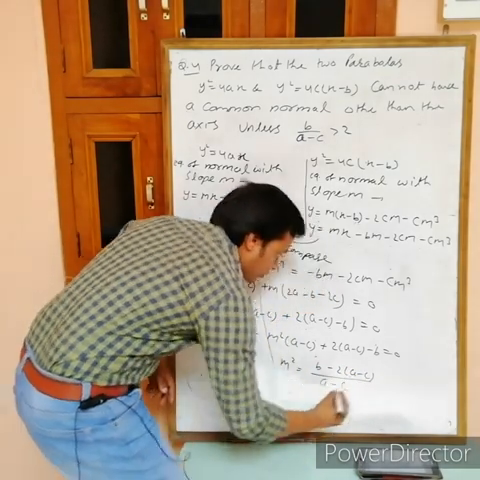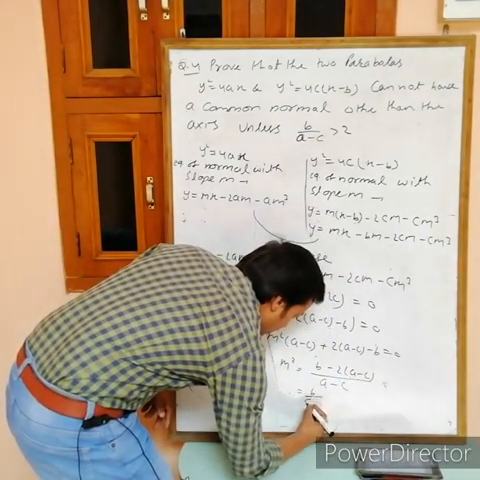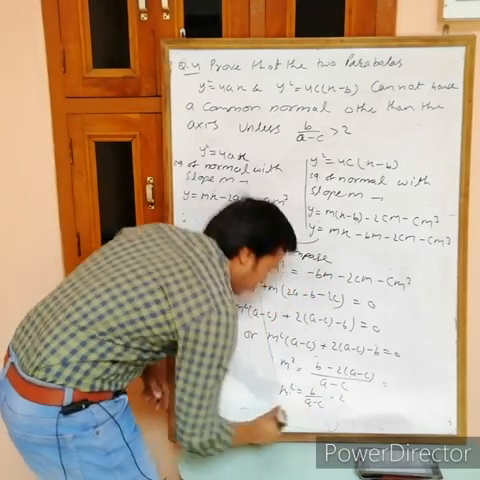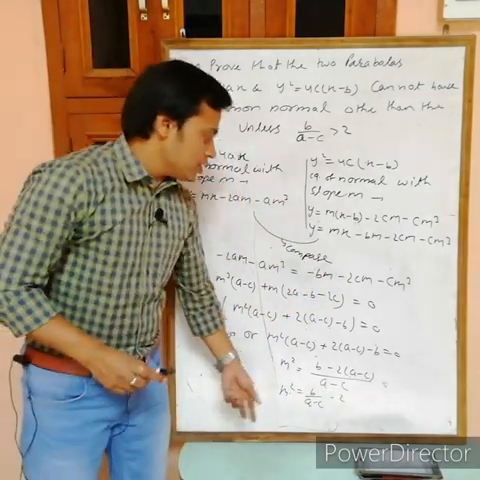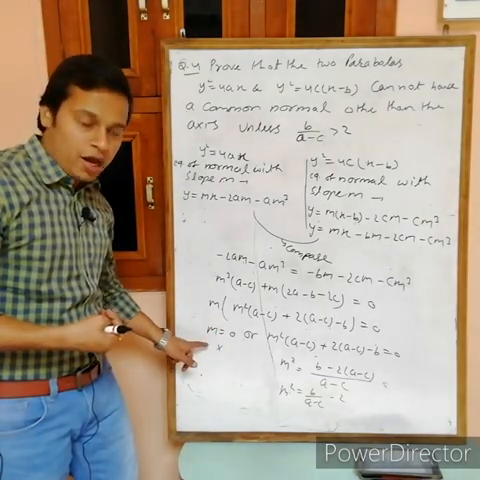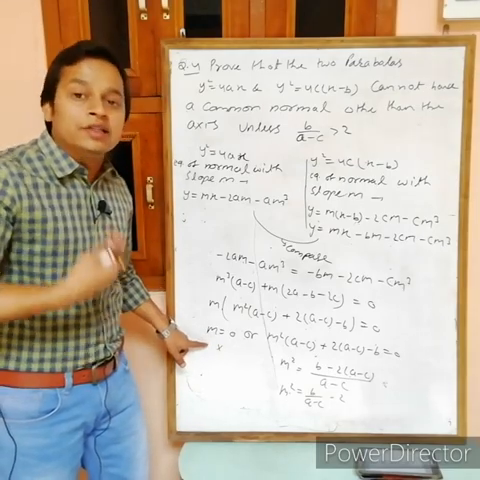Then what we are getting? We are getting b by a minus c minus 2. This is the value of m square. Now from this one we want a common normal other than the axis, and I can't use this one now because this is with respect to the axis. We want other than the axis.